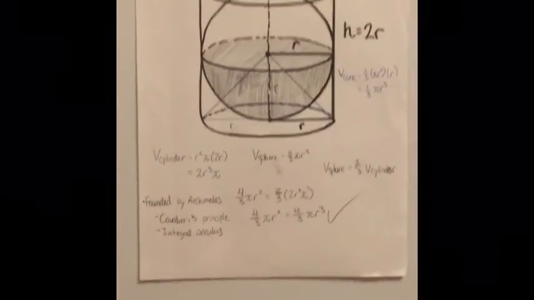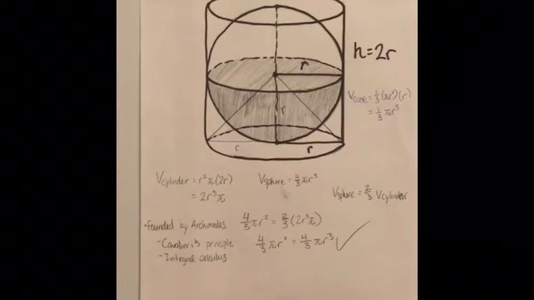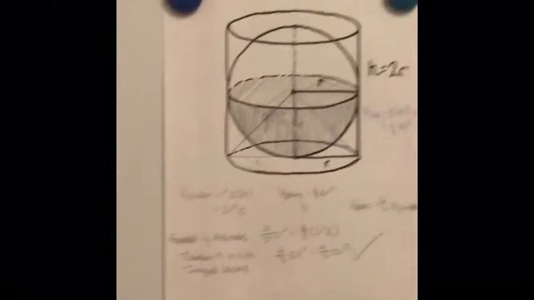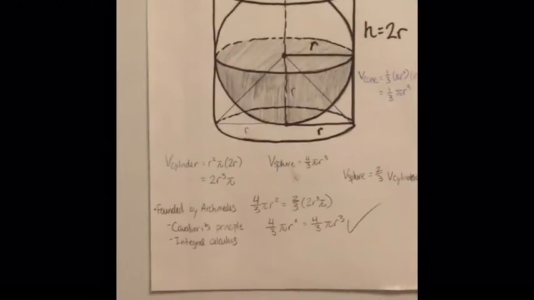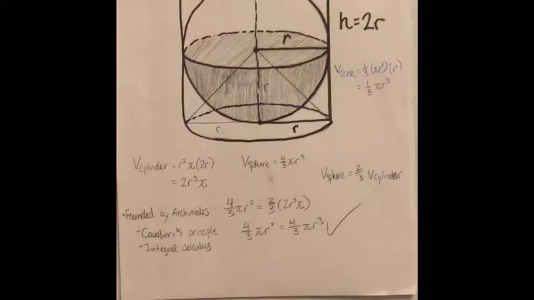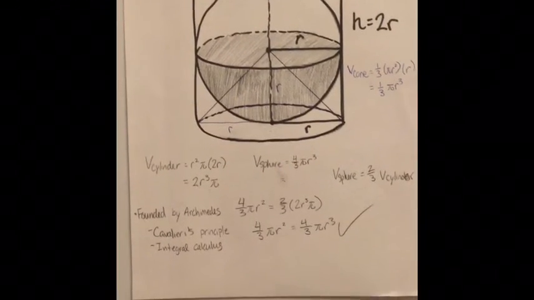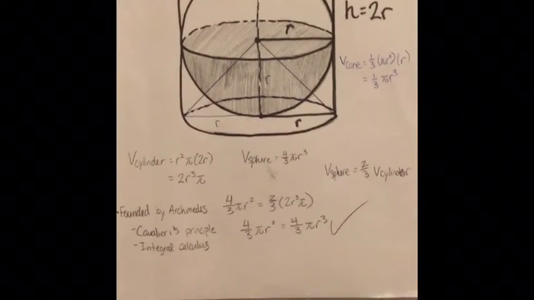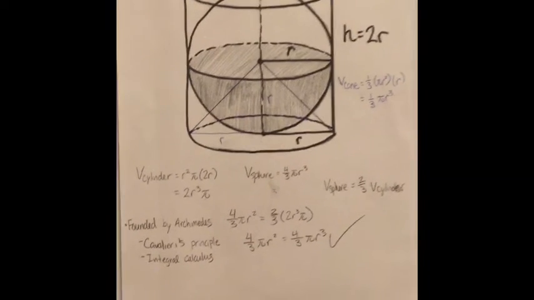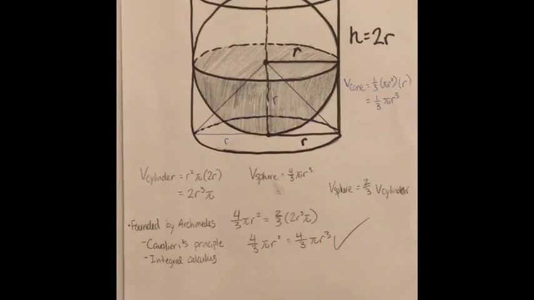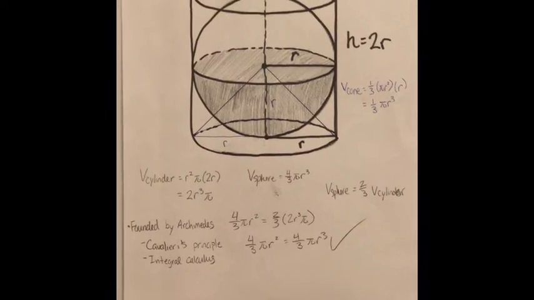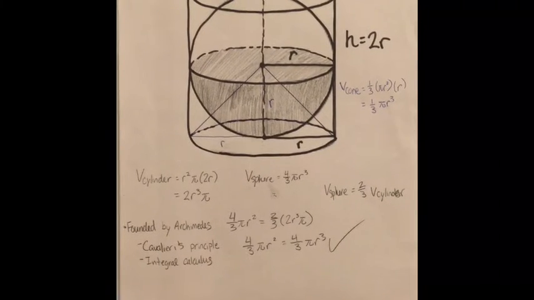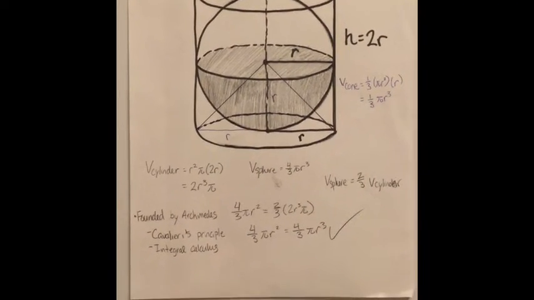The volume of a sphere comes down to 4/3 pi r cubed. This formula was founded by Archimedes, and it was based off Cavalieri's principle, which eventually led to integral calculus. He also found out that a sphere circumscribed in its cylinder is 2/3 the volume of that cylinder.